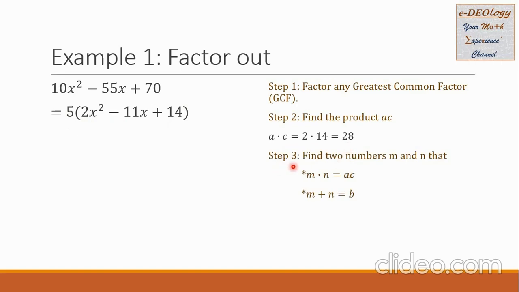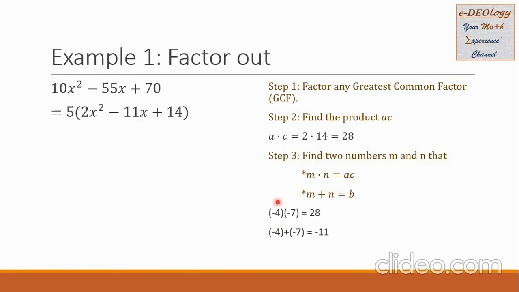In step 3, we're going to find two numbers m and n that when we multiply them, it must be equal to 28. But if we add the m and n, it must be equal to the b. And this b is the coefficient of the middle term of the trinomial.